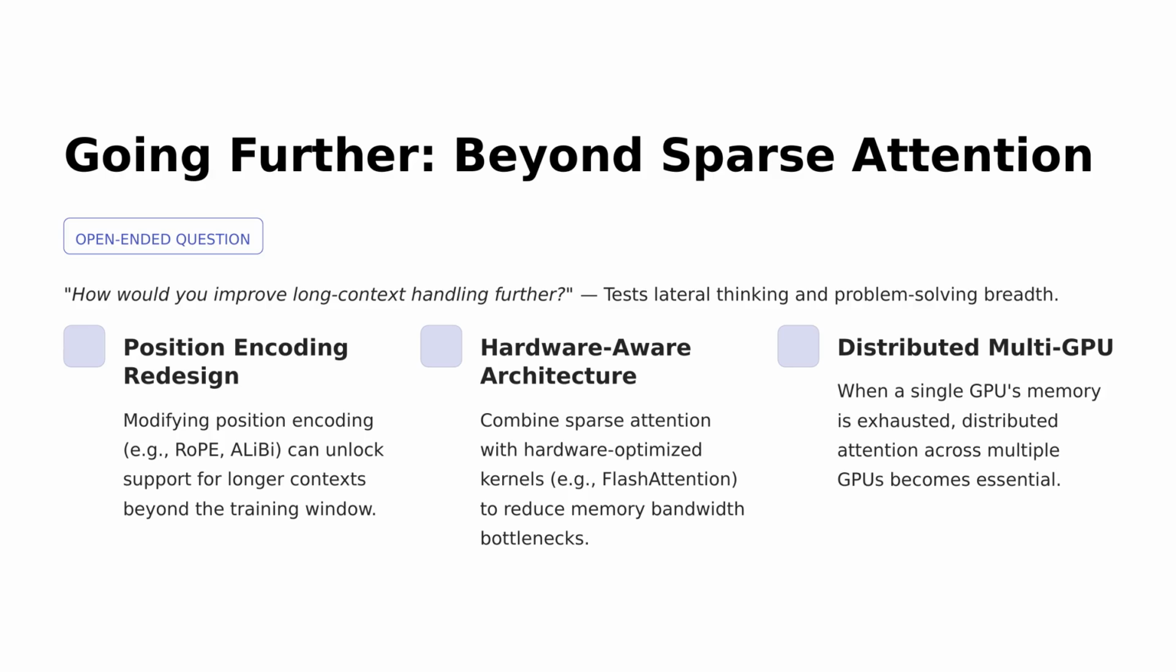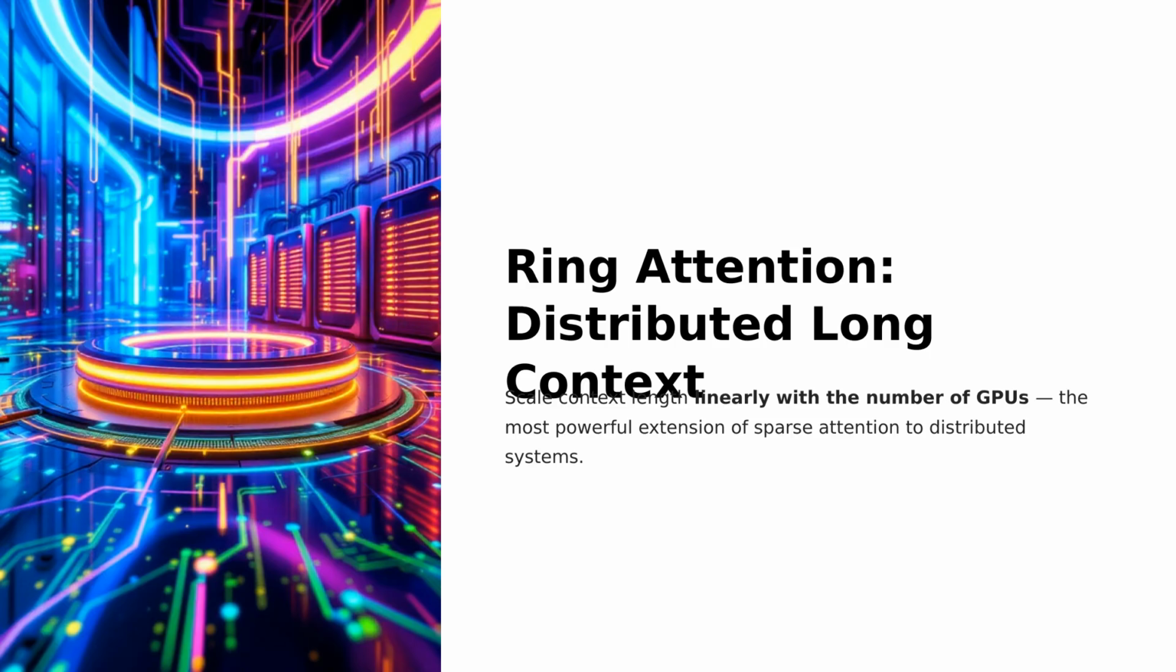In this section, we explore ways to enhance long context handling in AI models. First, consider redesigning position encoding, such as RoPE or ALiBi, to support longer contexts beyond the training window. Next, think about combining sparse attention with hardware-optimized kernels like FlashAttention to alleviate memory bottlenecks. Finally, when a single GPU's memory is maxed out, distributing attention across multiple GPUs becomes crucial. How would you tackle these challenges to push boundaries further?